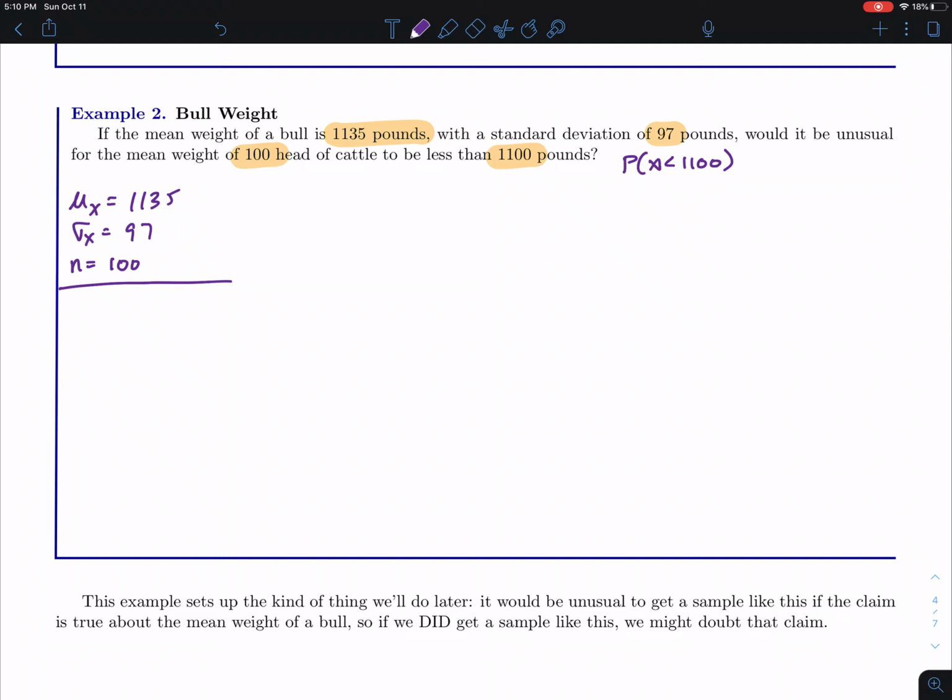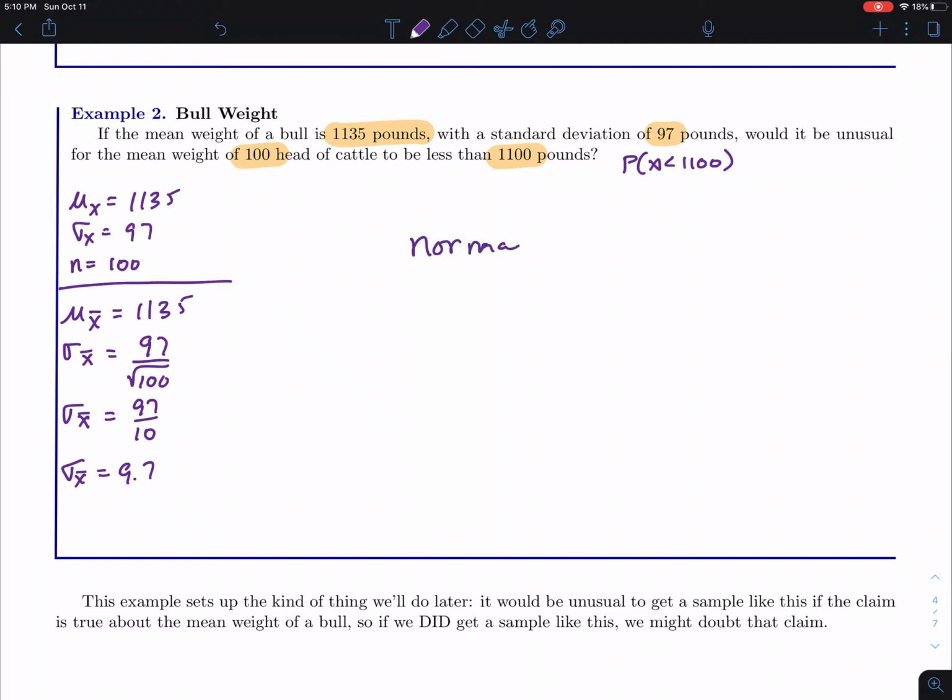Now again, we're going to apply the central limit theorem. That tells us the mean of our samples is the same as the mean of our population. The standard deviation of our samples is our original standard deviation divided by the square root of 100. In this case, this turns out to be nice because that's just 10. And then 97 divided by 10 is just 9.7. All right, and so let's write down what we're going to type in.